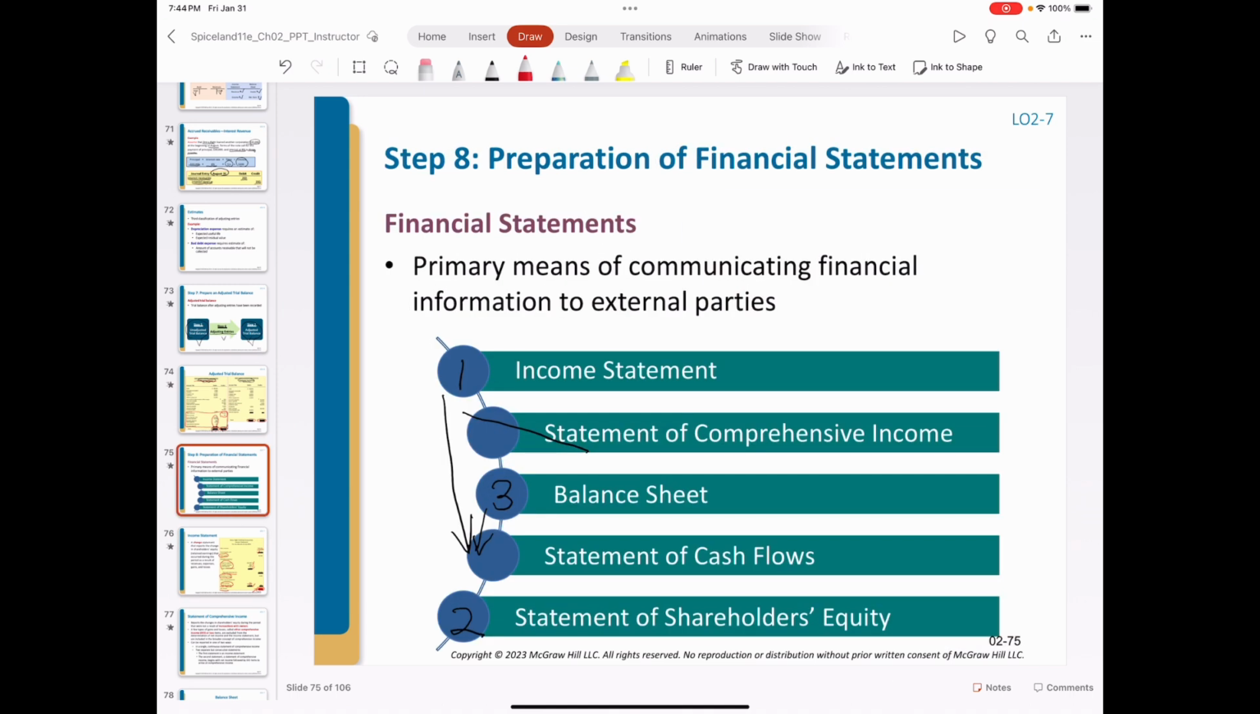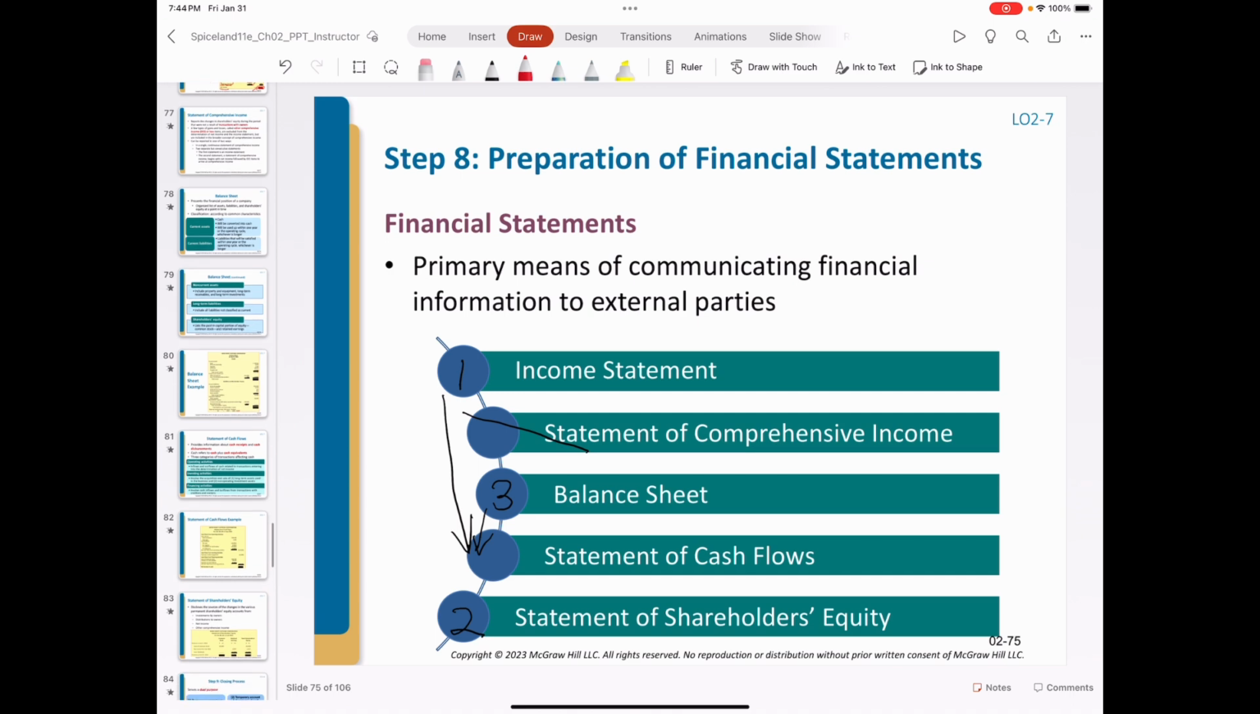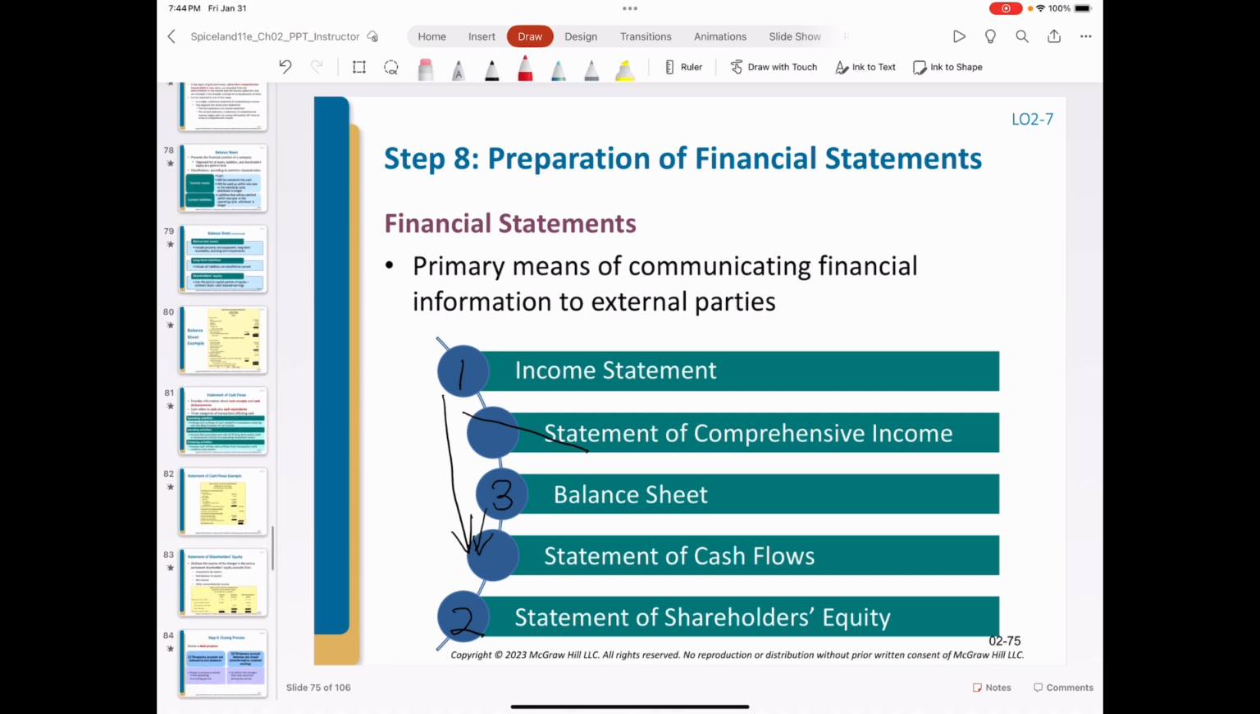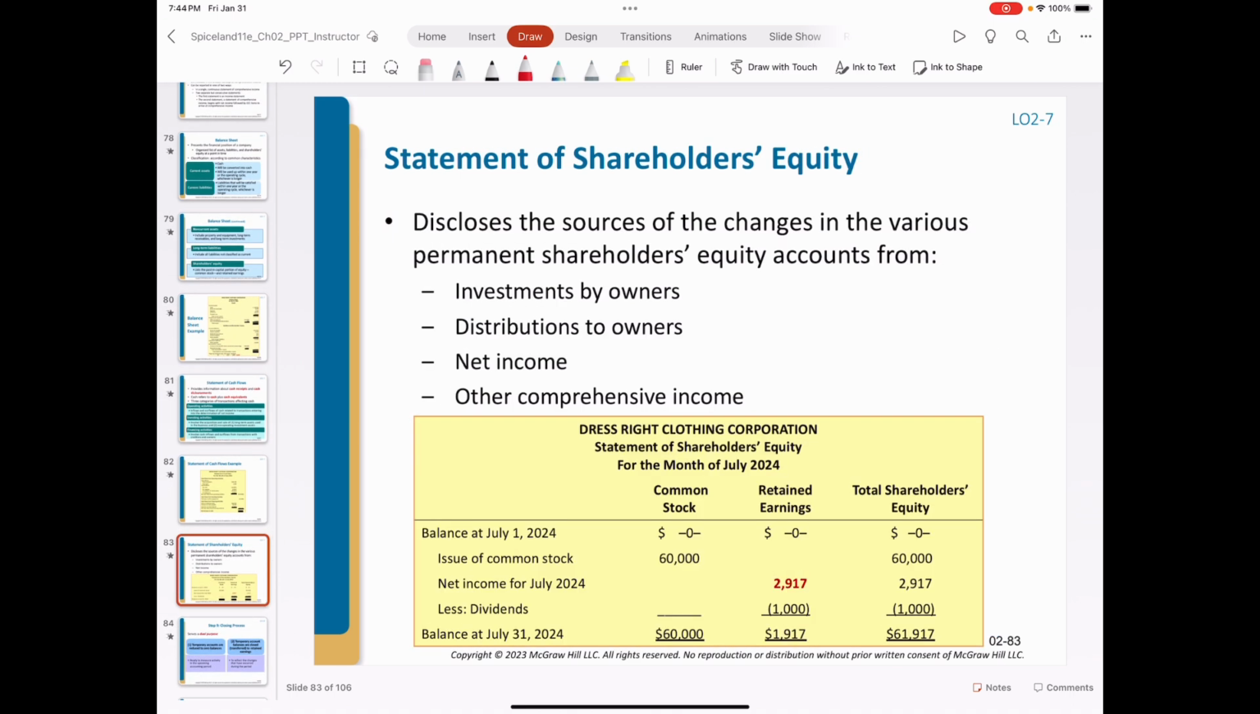Next one, the statement of stockholders' equity. This is the statement of stockholders' equity. It discloses the change of contributed capital and earned capital. Contributed capital plus earned capital is total stockholders' equity. And because this company is a new company, all the balances for contributed capital and earned capital start from 0. So their total also starts from 0.